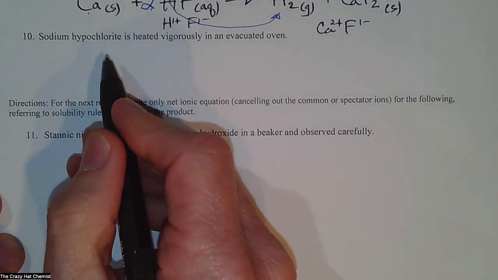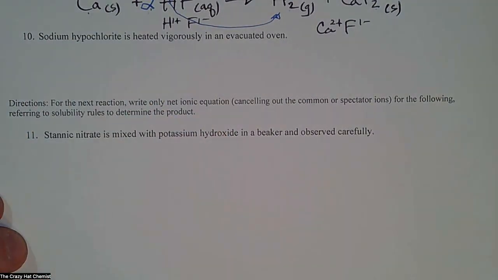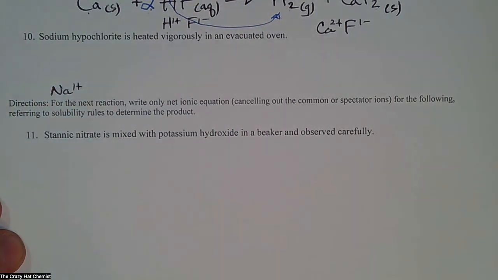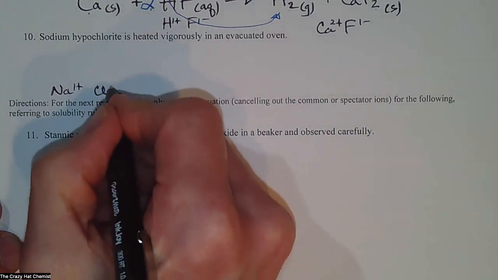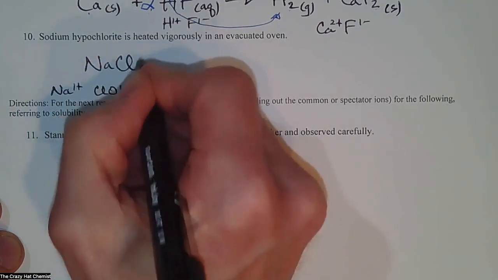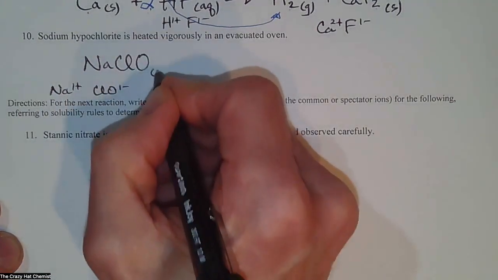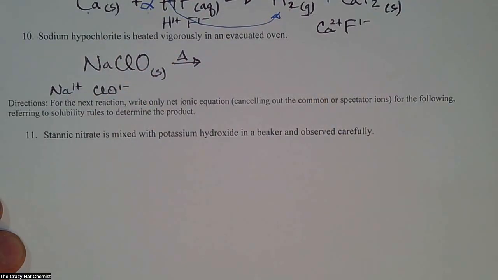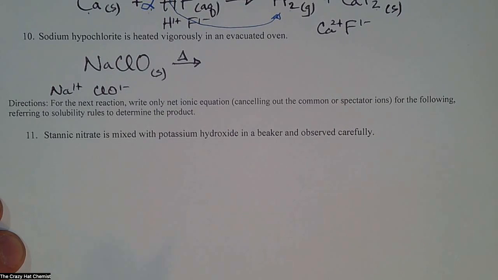It says sodium hypochlorite, and this is what you put in swimming pools, actually, is heated vigorously in an evacuated oven. So sodium is a group 1. Hypochlorite is a polyatomic ion, ClO with a 1- charge. So I'm going to have NaClO. Okay, and this is going to be a solid, and this is going to be an arrow because there is no other reactant, because it says that it's heated in an evacuated oven. That evacuated oven lets us know that there is no other reactant.